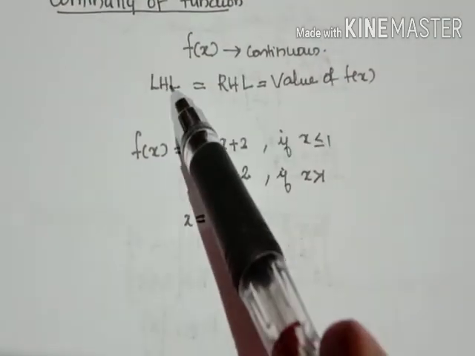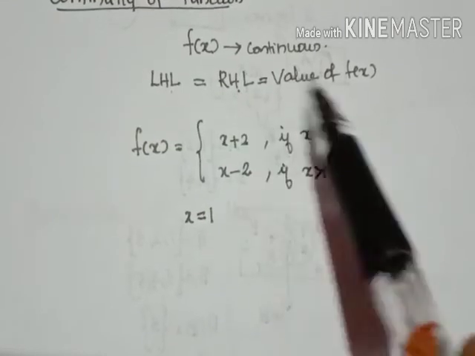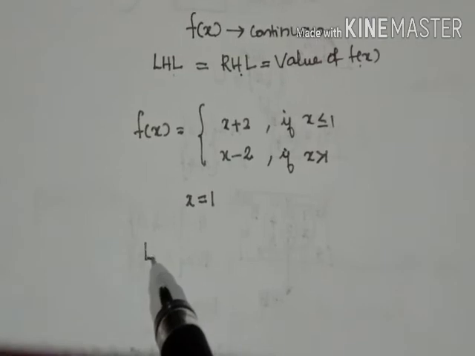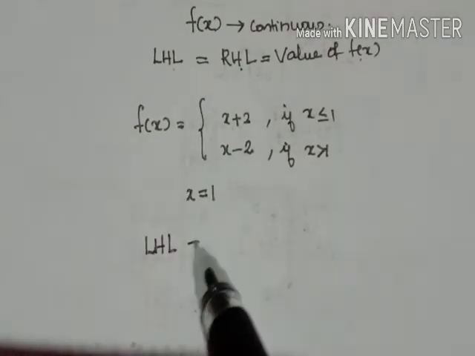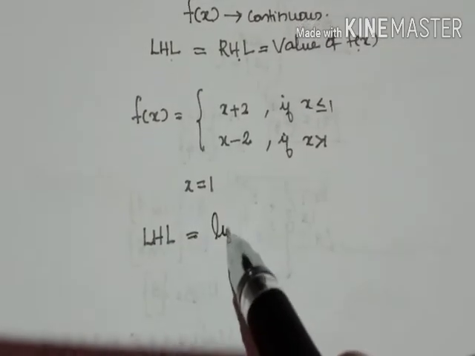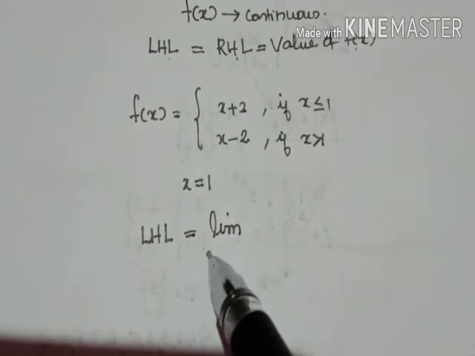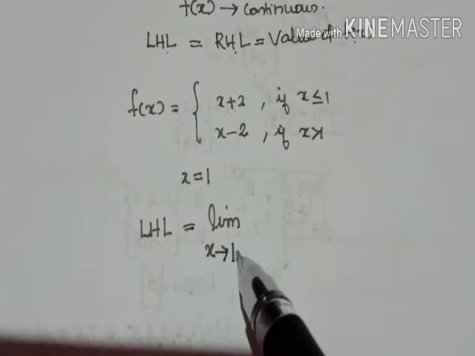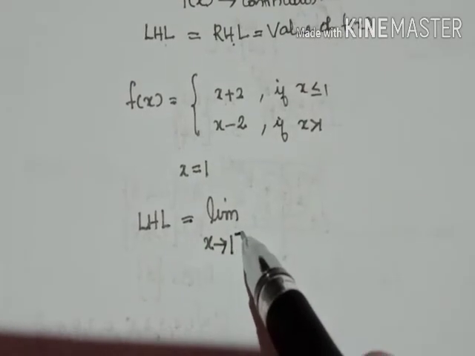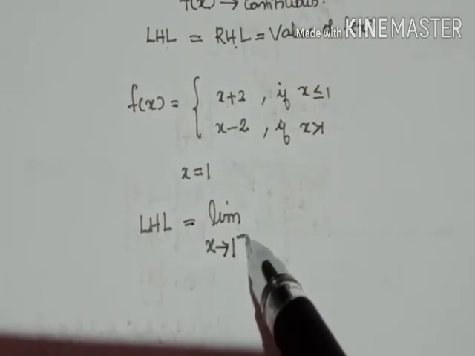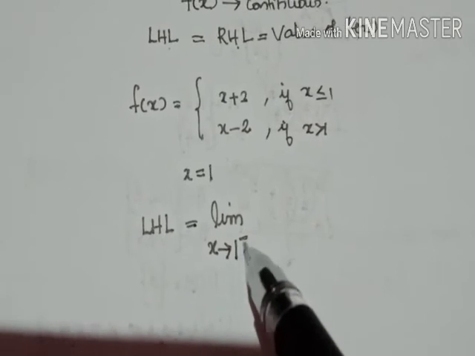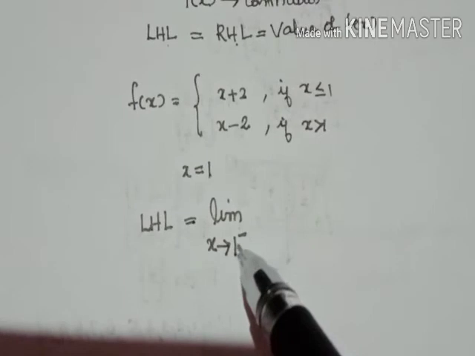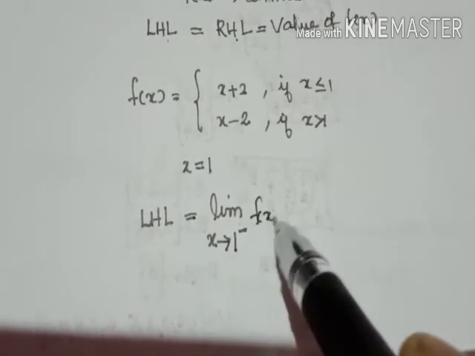So we want to see left hand limit, right hand limit and value of the function. Firstly, what is its left hand limit? Left hand limit is limit x tends to, write the point here, 1. Now write a negative sign on the top of 1. This represents left hand limit. It is not negative 1. It represents only left hand limit of the function f of x.